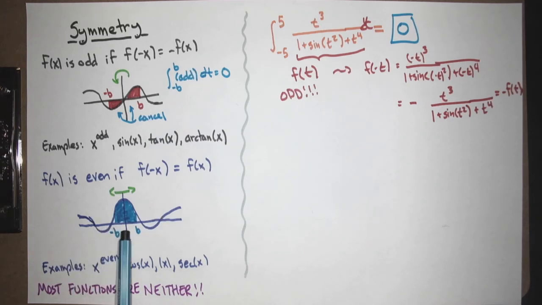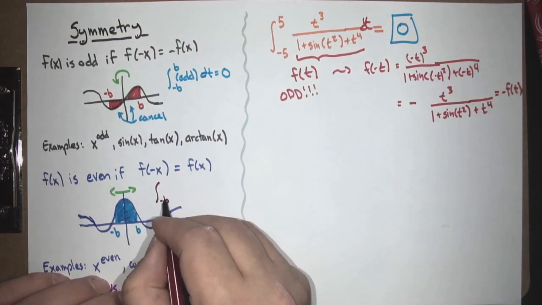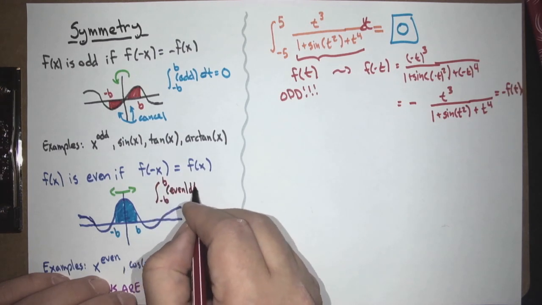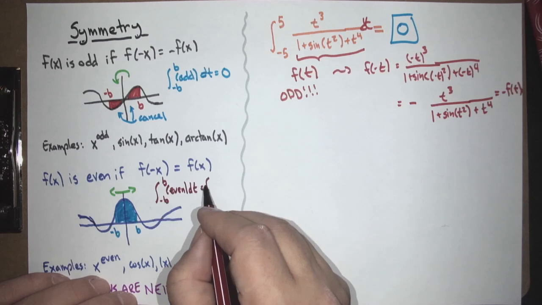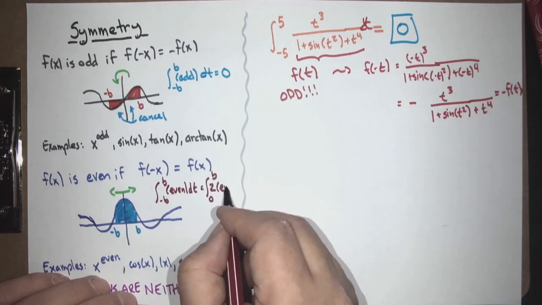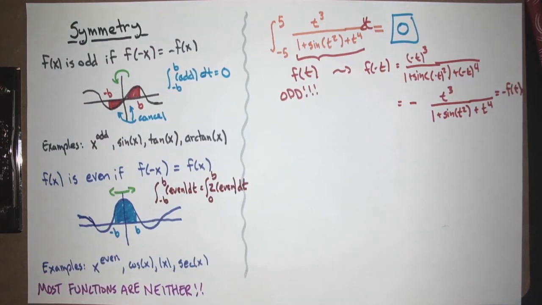So from negative b to 0 is the same as 0 to b. So it doesn't cancel, but we get that negative b to positive b of something even is the same as going 0 to positive b of 2 times that even thing.